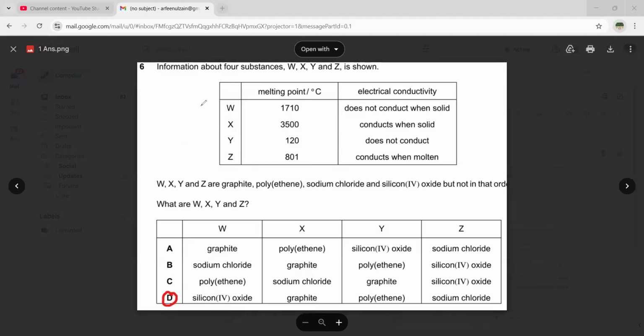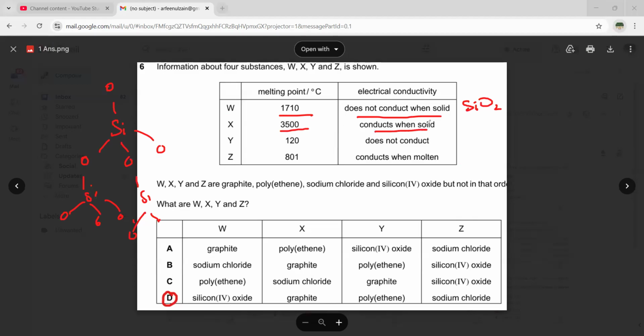When we identify the substances, we have to check which property. Silicon dioxide does not conduct electricity because it has a giant molecular structure and there are no free delocalized electrons or free ions to allow electricity to pass through. That's why, with its high melting point and no conduction, it gives an idea it's silicon dioxide.